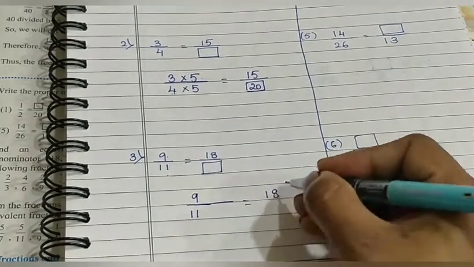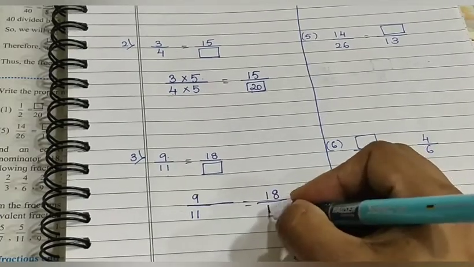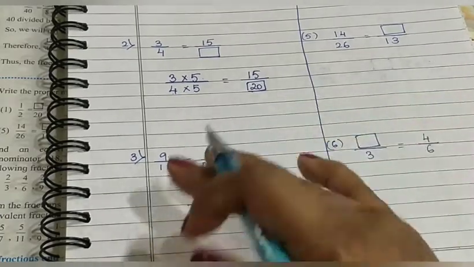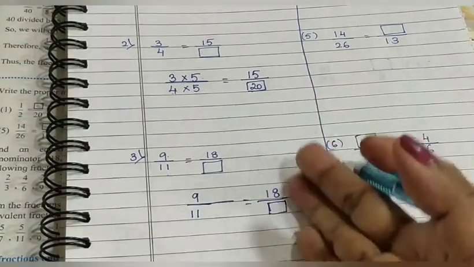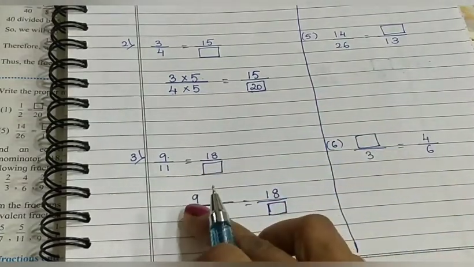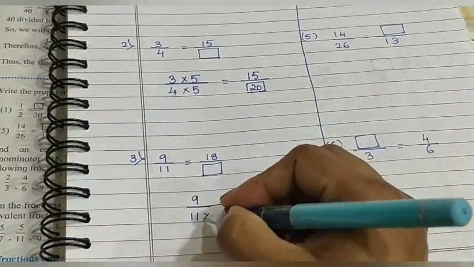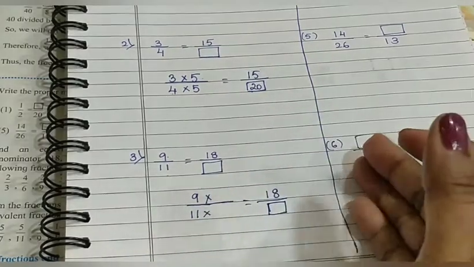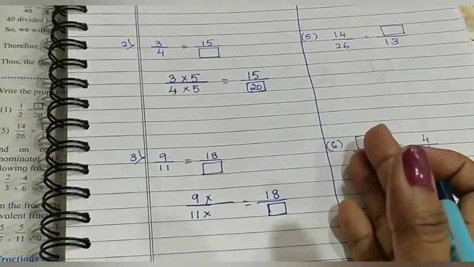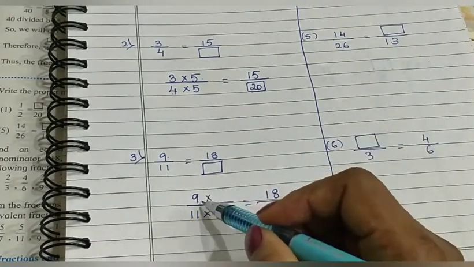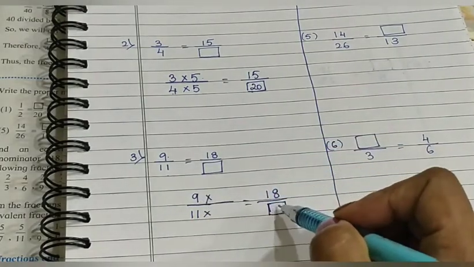Now see, is this number small or big? Which side is the number big? On the right side. So what will you do? Multiply. Whenever the number is bigger on the right side, it is multiplication, because you have to search for the answer here.